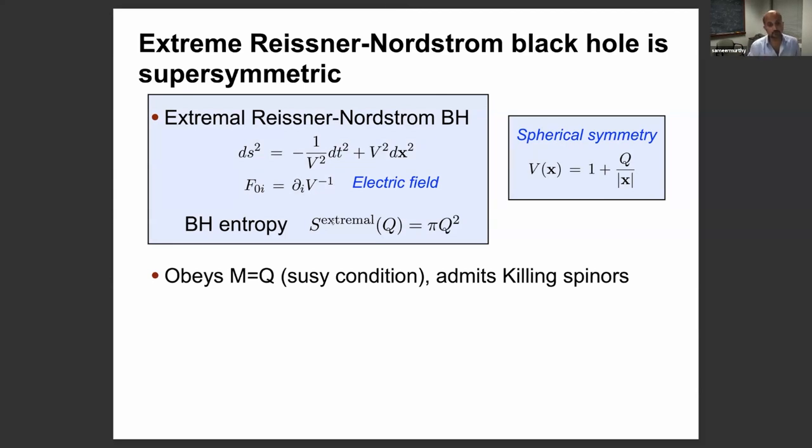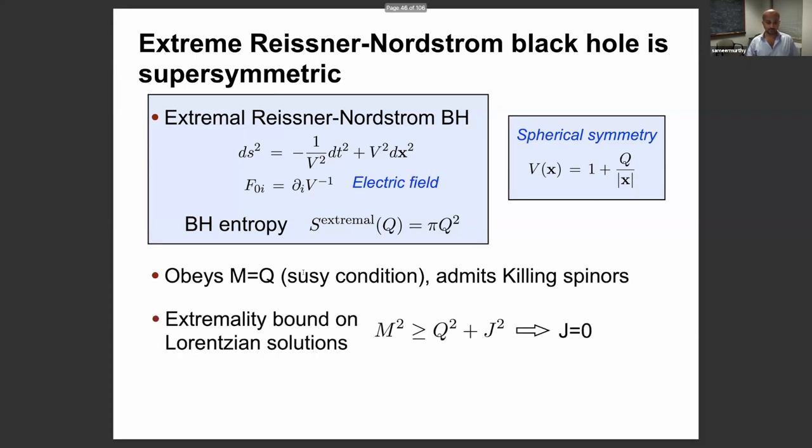This black hole, I think, is extremely familiar to everybody. And this black hole obeys the supersymmetry condition that m equals q, and it admits Killing spinors. And I want to make the point that in this simple situation, all these considerations are very simple to understand.